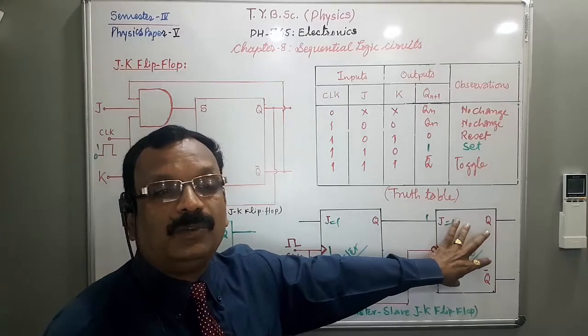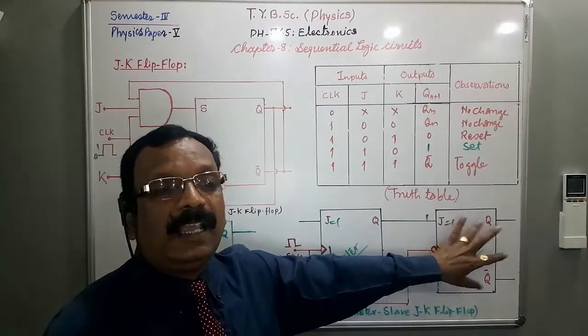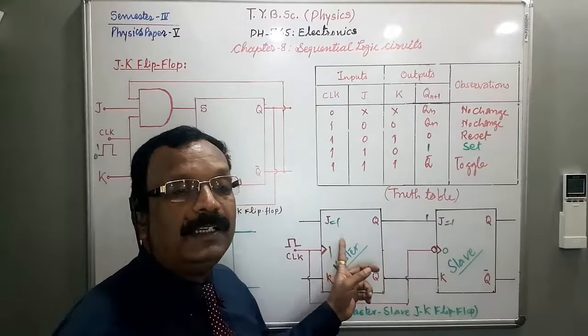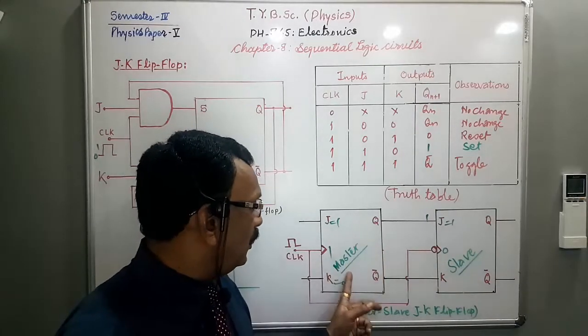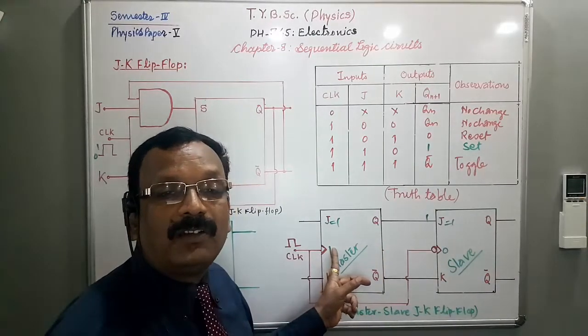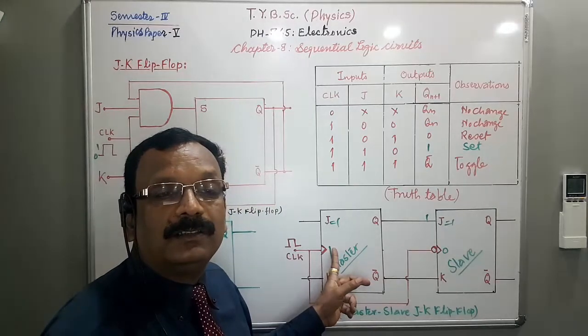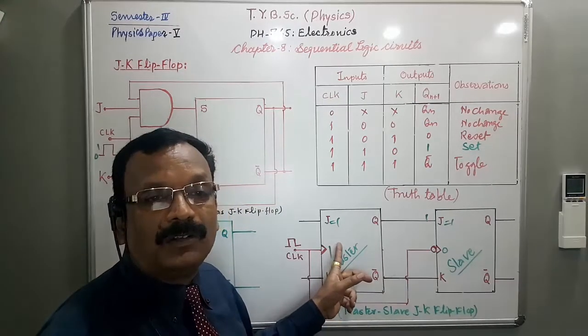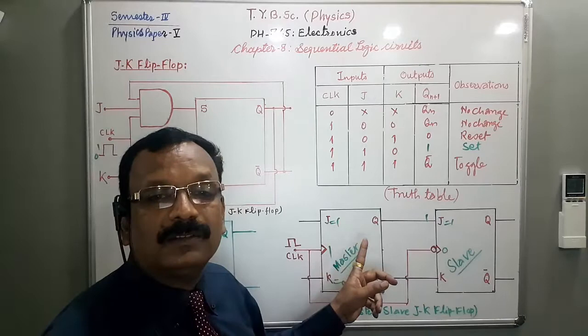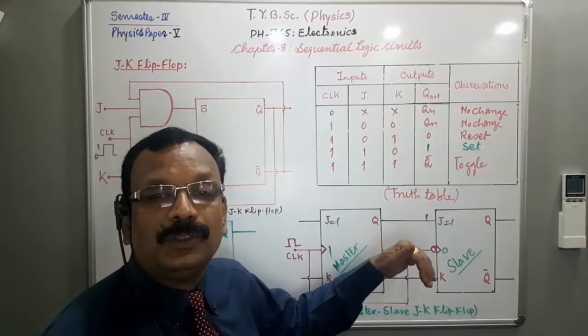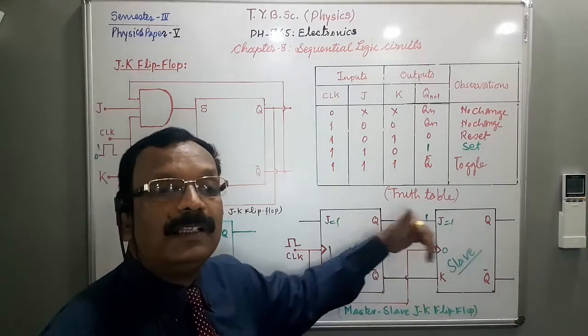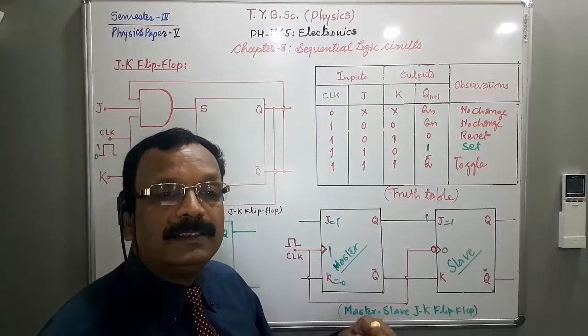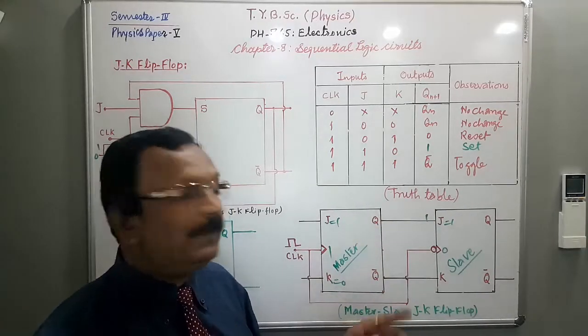Similarly, for J equal to 0 and K equal to 1, the master will reset. For J equal to 1 and K equal to 0, on the positive edge clock, the master sets, making Q equal to 0. So the input to the slave will be 1 and 0, and it sets on the negative clock edge.